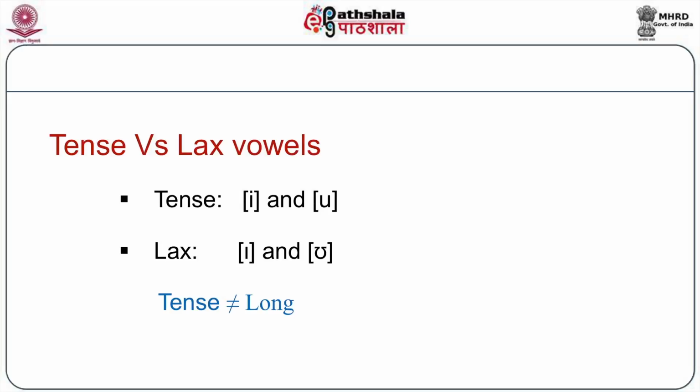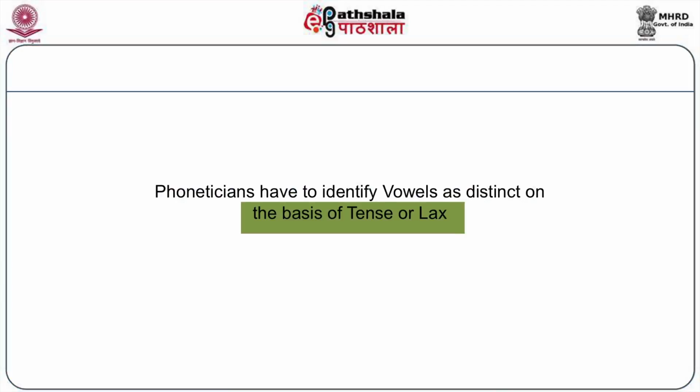This distinction is language specific and applies only to those languages in which the vowels are in opposition as tense and lax. Hindi, for example, has short and long high vowels, I, U and E, U, but these vowels are not lax and tense vowels. There is no muscular tension difference in the production of these two sets of vowels. Thus, phoneticians have to identify vowels as distinct on the basis of being tense or lax, or long and short.